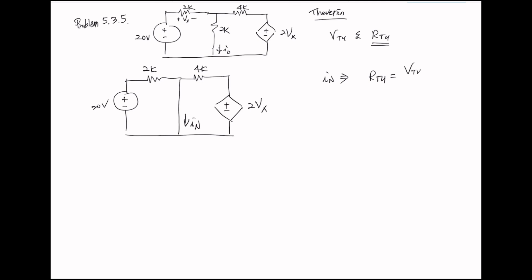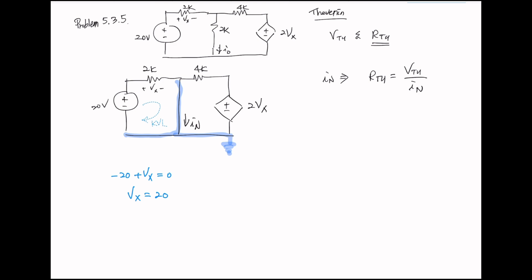How? We need to find VTH over IN. So once you find the VTH and IN, we should be able to find RTH. So now what? How do we find the I sub n? We can identify the node in here. That's the ground node. And if we do KVL in here, then we have negative 20 plus Vx equals 0. Therefore, Vx equals 20. That makes sense. It's a simple one loop circuit. We have one voltage source and one resistor. So that has to be 20.